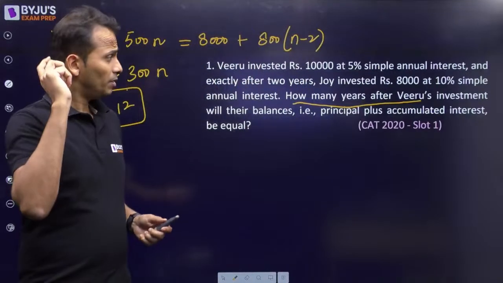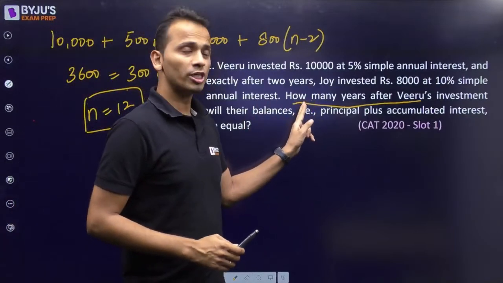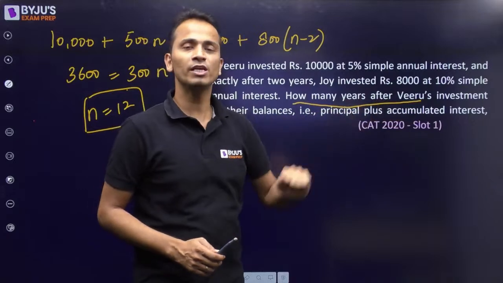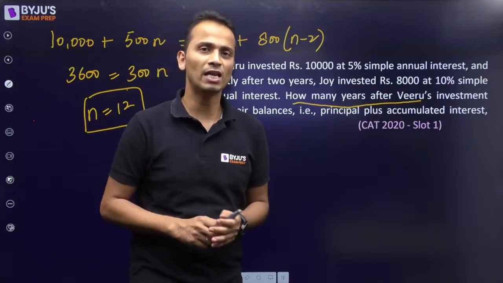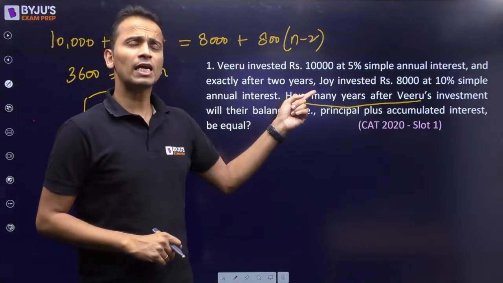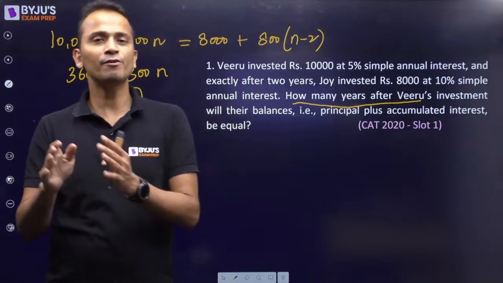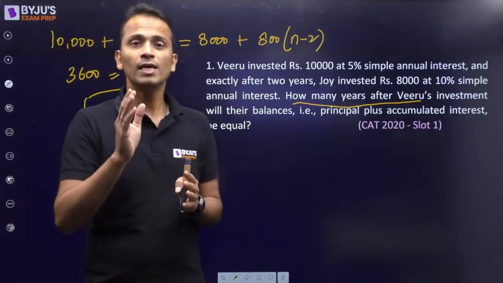Now, be a little careful. Here what I have done is, the question is, how many years after Viru's investment? So number of years we have to calculate when Viru has started, okay? Now, Joy started after 2 years. So time period for Viru is n and time period for Joy is n minus 2.